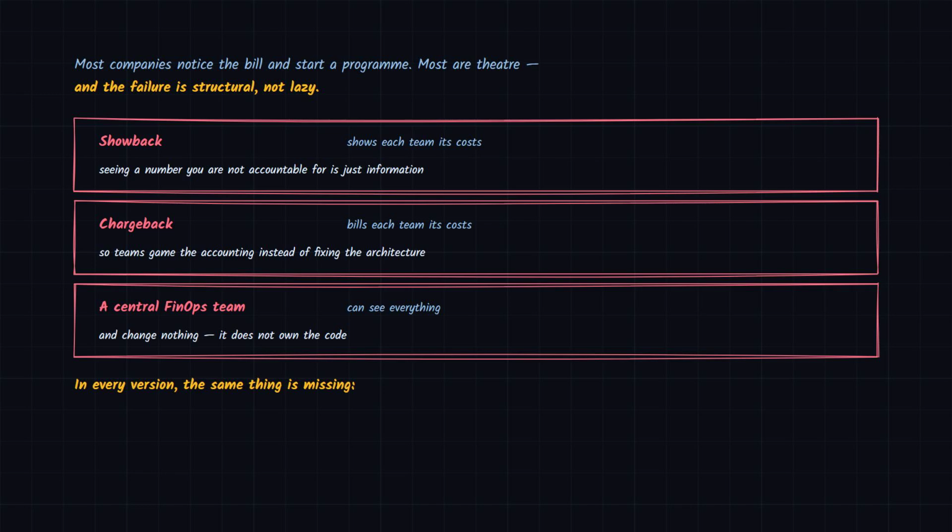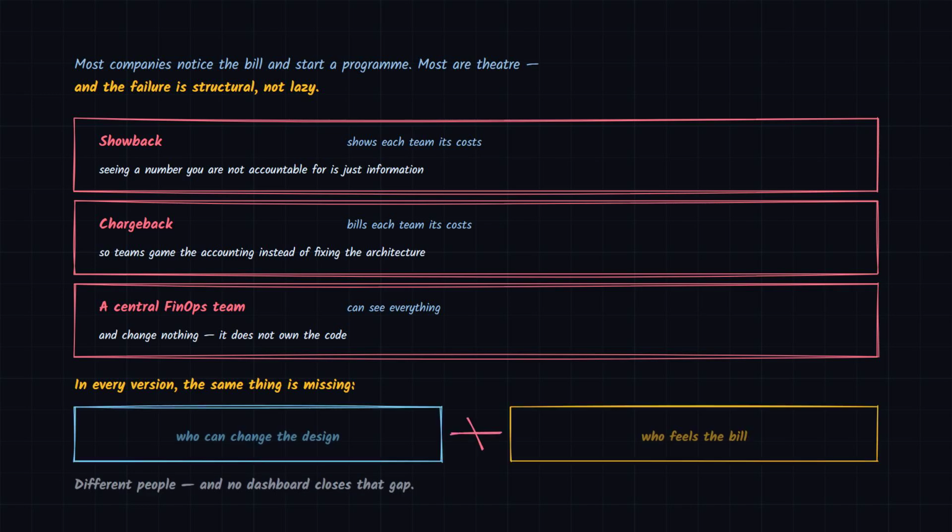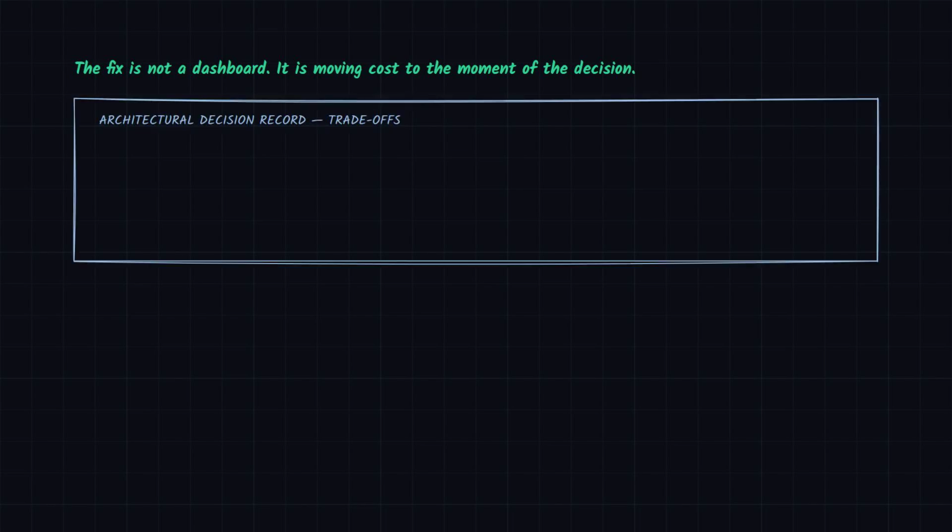In every version, the same thing is missing. The person who can change the design and the person who feels the bill are different people, and no dashboard closes that gap. So the fix is not a dashboard, it is moving the cost to the moment of the decision. When you write down an architectural decision, the trade-off section already lists performance, complexity, operational burden. Add cost as a first-class line next to the others.